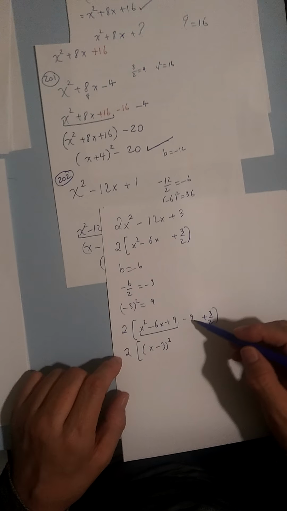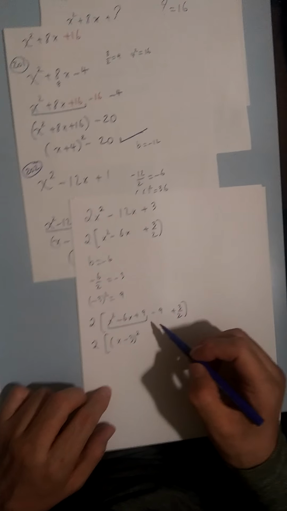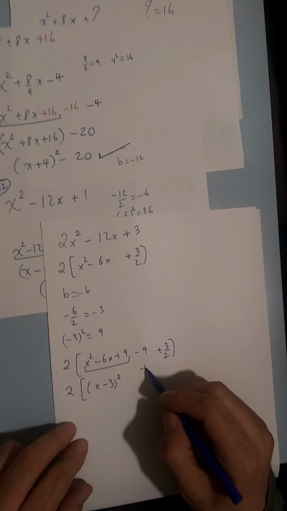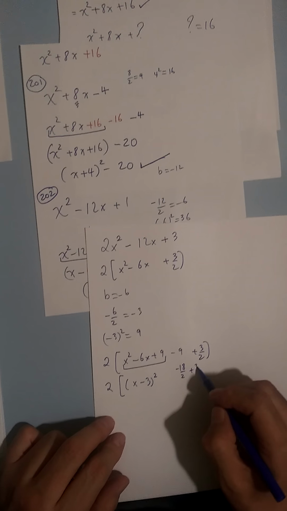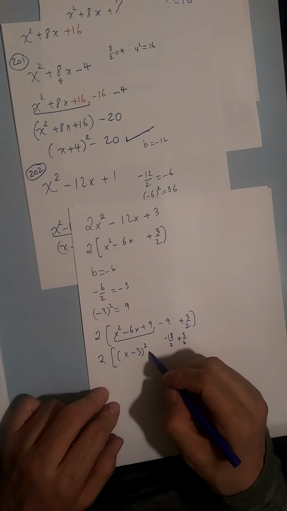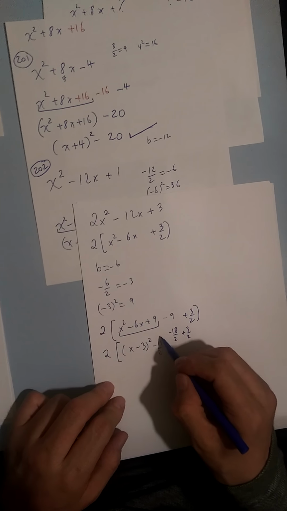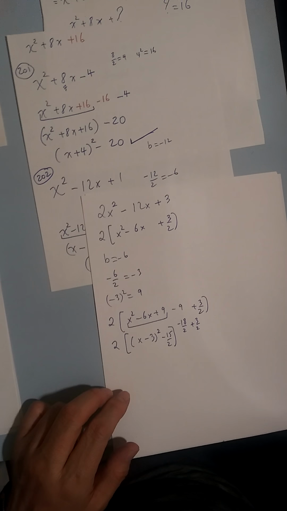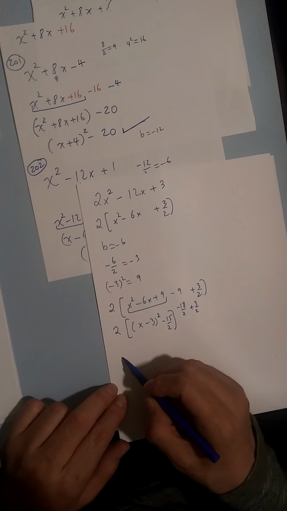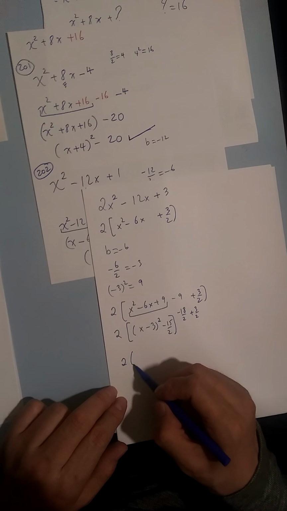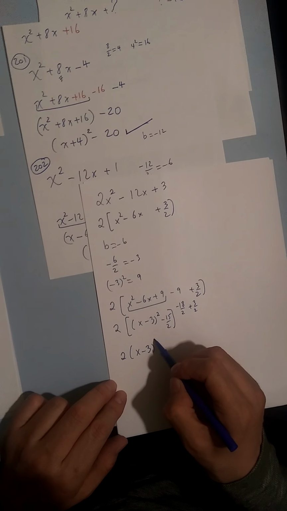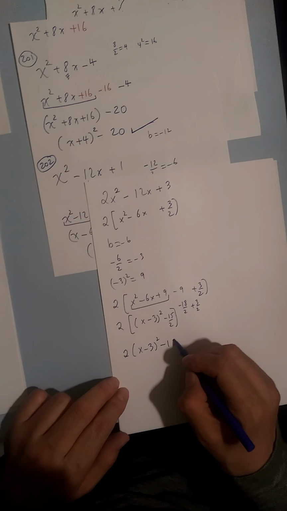Now we need to add negative 9 plus 3 halves. Negative 9 is negative 18 halves. Plus 3 halves, this is minus 15 halves. So minus 15 halves. And now you have the option of multiplying the 2 through, so it's 2 times x minus 3 squared minus 15 halves.